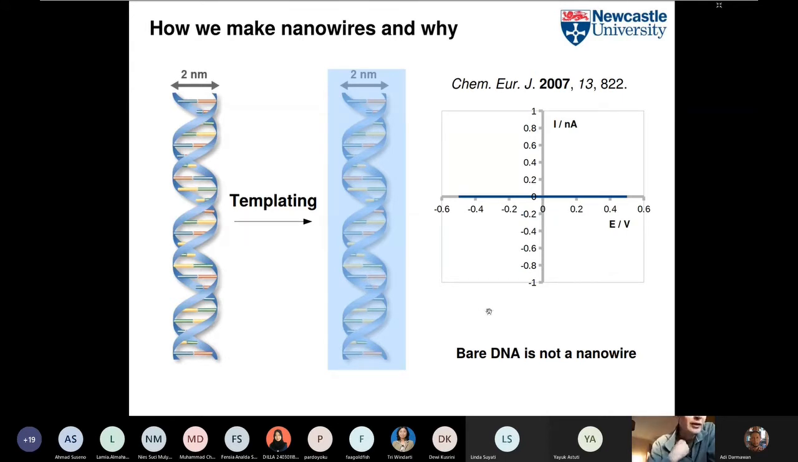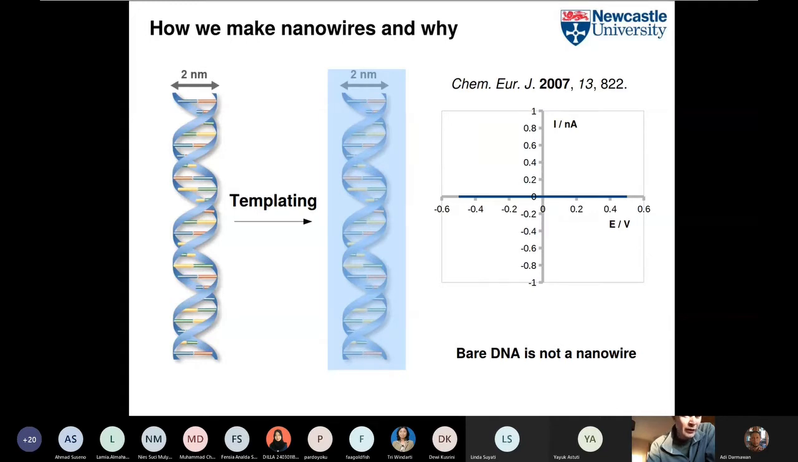Thank you. So this is the cartoon of what we do. On the left-hand side is the familiar double helix of DNA. It's about 2 nanometers in diameter, and you can obtain very, very long lengths. And over small distances, you can have electron transfer, but over large distances, this is very insulating. And so on the right-hand side is data that we published some years ago.